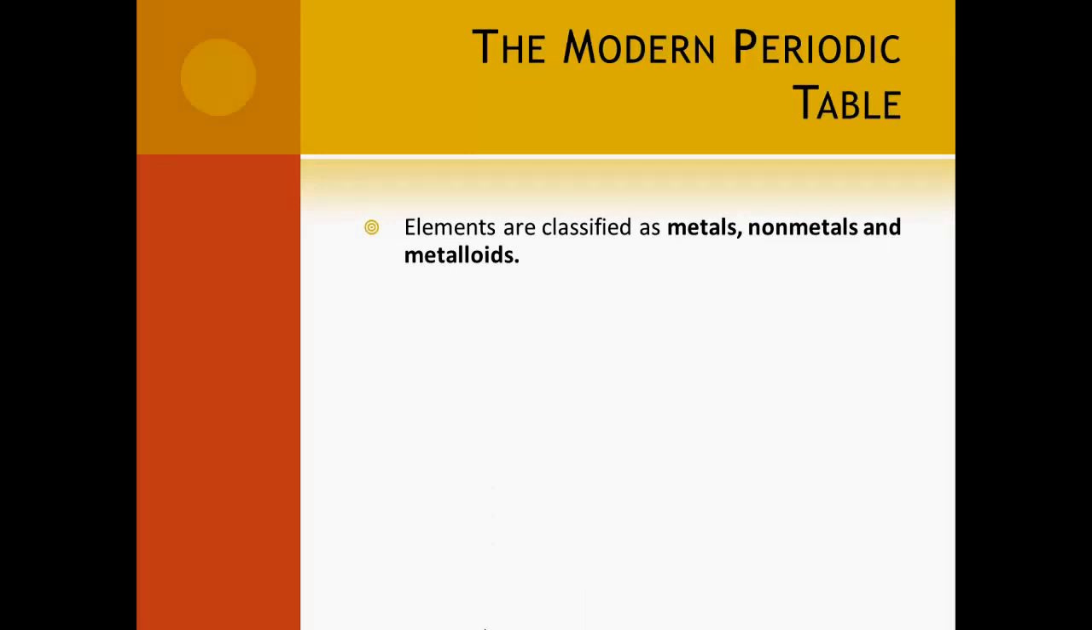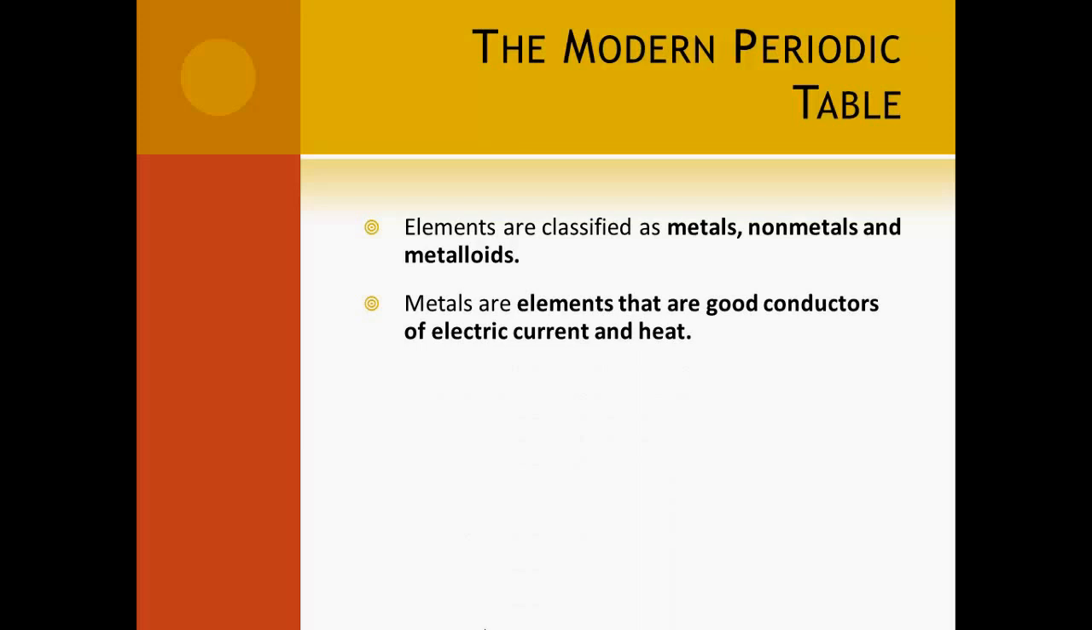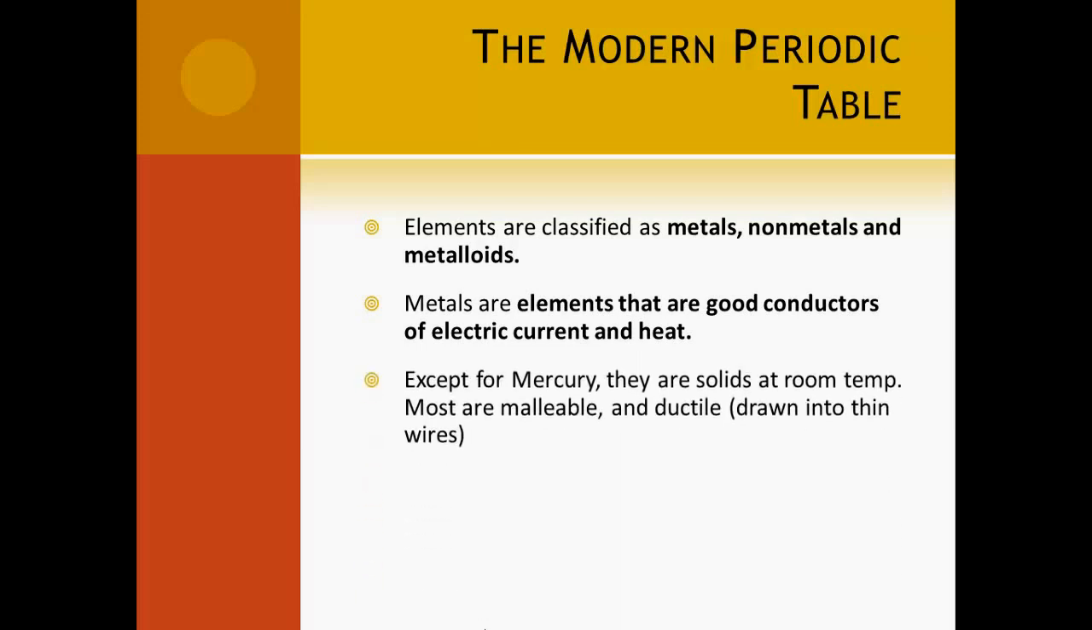Now, elements are classified as metals, nonmetals, or metalloids. Metals are elements that are good conductors of both electric current and heat. The majority of the periodic table are metals, and except for mercury, they're all solids at room temperature. Most are malleable and ductile, which means they can be hammered out and shaped, and they can also be drawn into thin wires, which makes them really good for electric current.